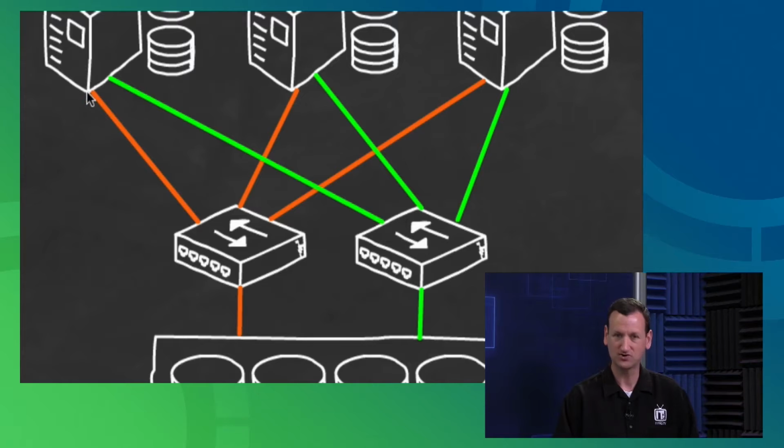So we've got one controller plugged into the orange cable, another controller plugged into the green cable. If one controller fails, we just use the other controller. If one cable fails, we just flip over to the other one, right? We've got redundancy. This gives us the best of both worlds for redundancy.